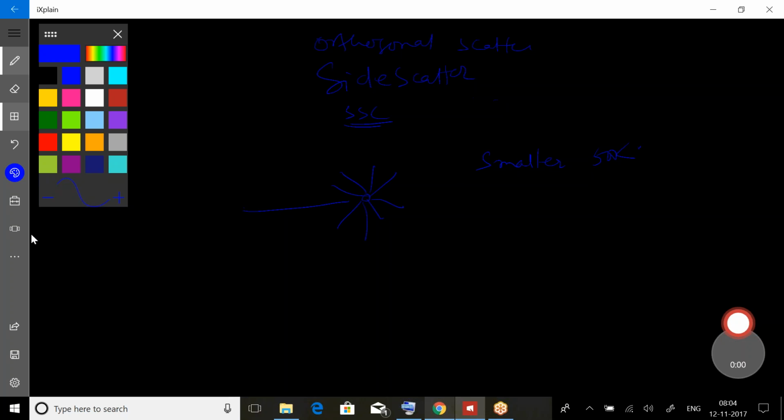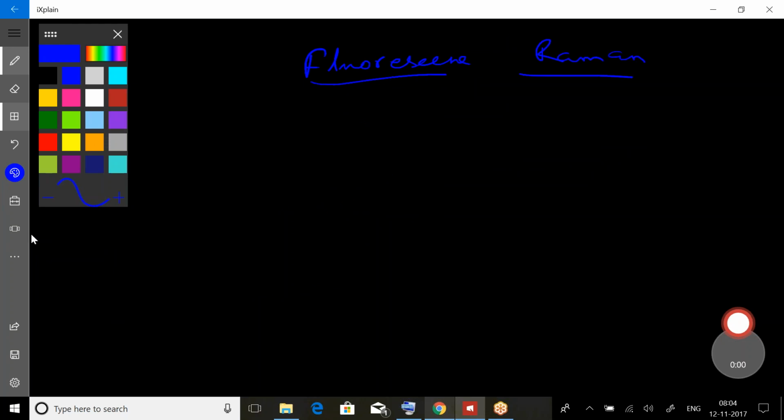Then the third scatter is inelastic scatter, and that is Raman scatter. So Raman scatter and fluorescence, I'll put together. So this is with respect to the scatter. Let's talk about the second property, which is fluorescence. We'll talk about fluorescence and Raman scattering.